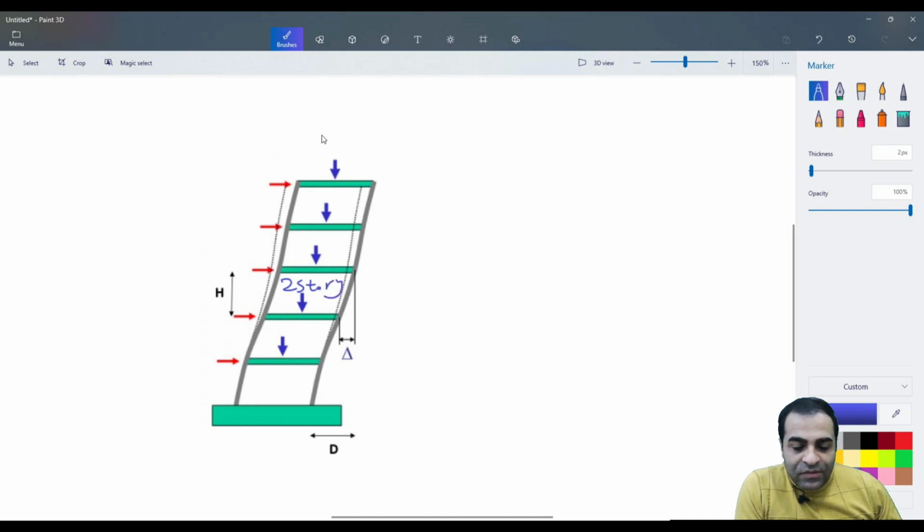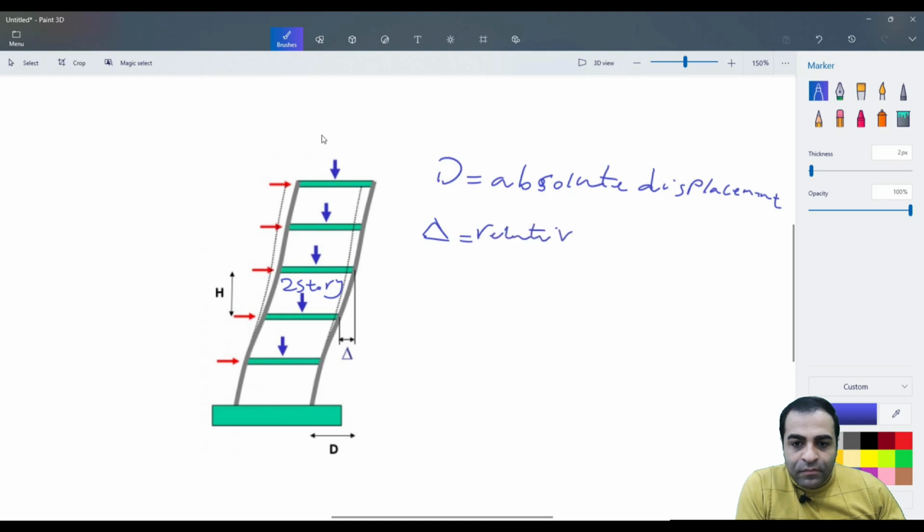And as you can see, D is the absolute displacement of story 2. Let me write it. Absolute displacement. And delta is relative displacement of a story 2 related to a story 3.